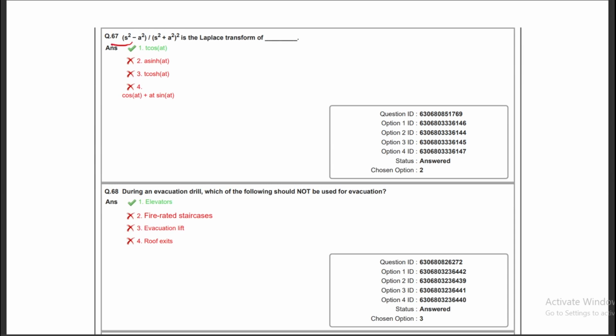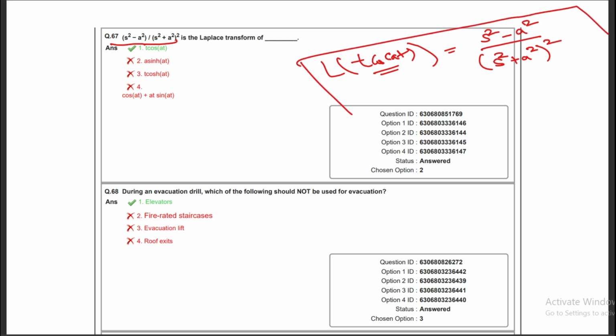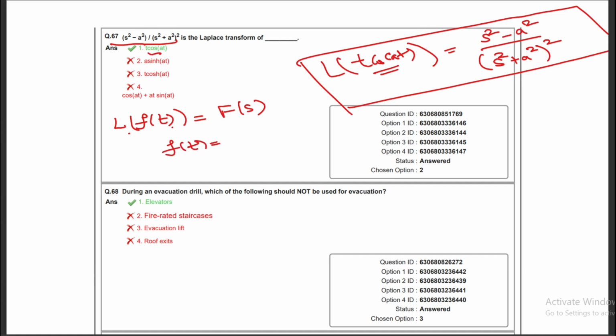Next question is, this is a Laplace transform of t cos at. The Laplace transform is equal to s square minus a square over s square plus a square raised to power 2. How can you get this? First of all, the Laplace transform of any function will be equal to F of s, and here your f of t is cos at.